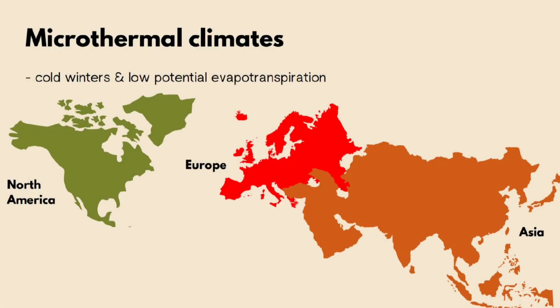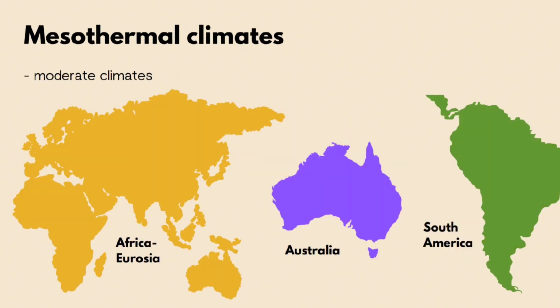Microthermal climates are characterized by cold winters and low potential evapotranspiration. Most geographers apply the term exclusively to the northern latitudes of North America, Europe, and Asia. A microthermal climate may include the temperate climate of Boston, Massachusetts, the coniferous forests of southern Scandinavia, and the boreal ecosystem of northern Siberia.